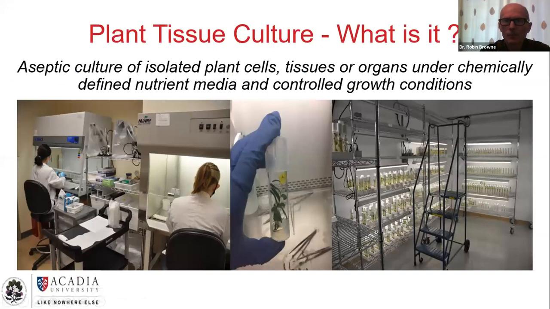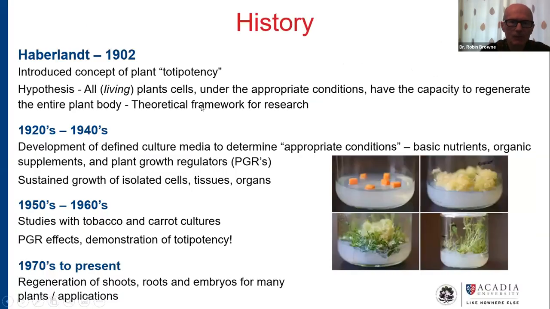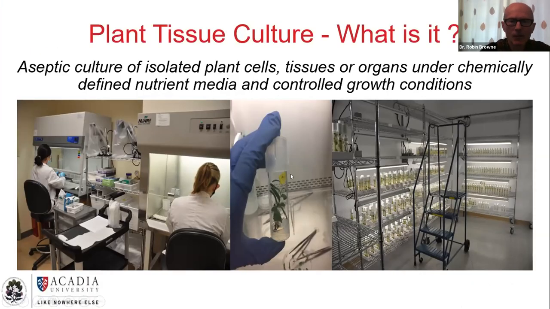So, first of all, its definition: plant tissue culture can be described as the aseptic culture of isolated plant cells, tissues, or organs under defined nutrient media and controlled growth conditions. This middle image here shows a typical culture. There's some culture medium there that you can see. So this plant is under tissue culture conditions, so to speak.